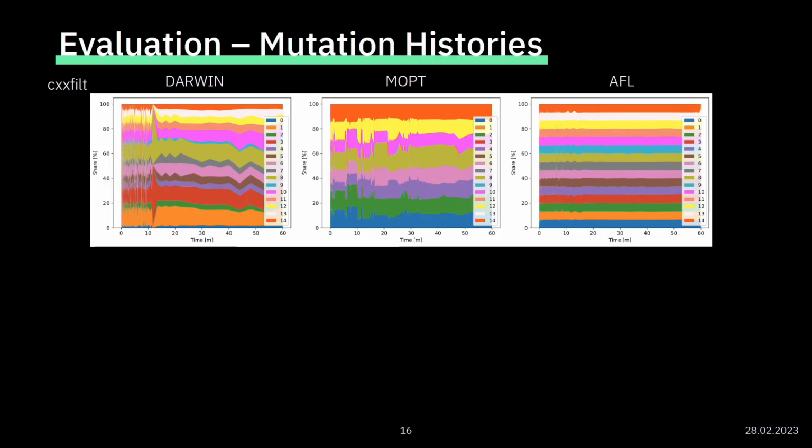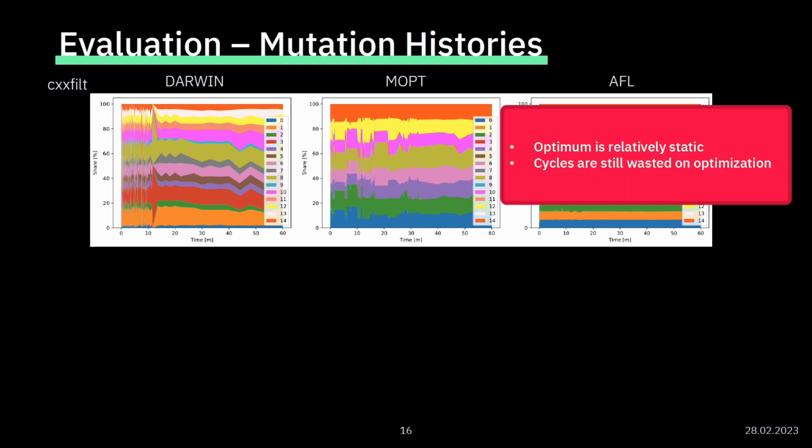For this highly structured input, we see that DARWIN, as well as MOpt, reach a local or global optimum quite early. We call these mutation histories. This is basically which mutations have been scheduled between two coverage points. You can see that in both fuzzers, the distribution is quite stable after already 20-25 minutes. So this means the optimum has been found super early, and afterwards you're just wasting your cycles on further trying to optimize, but you've already reached the global optimum.